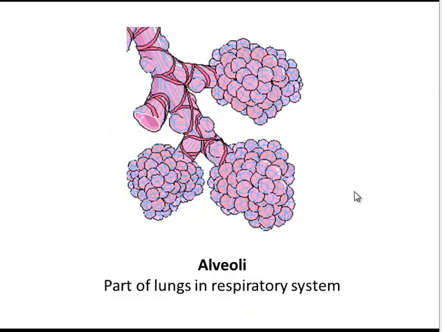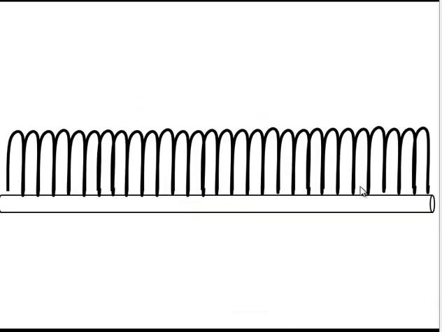Here we've got alveoli. These are found in the lungs, in the respiratory system, and they're responsible for gas exchange. Oxygen will move from the capillaries into the alveoli, and carbon dioxide will do the reverse.